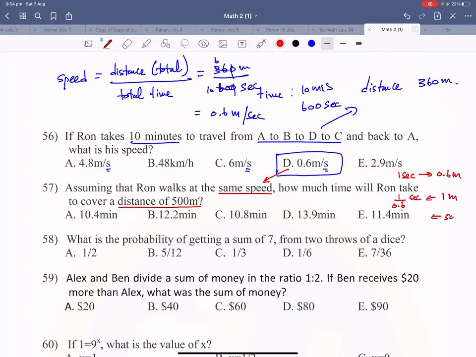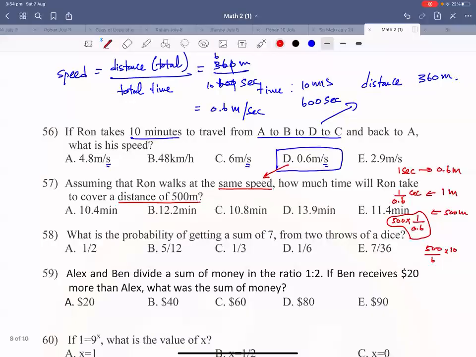You need 500 meters, right? So you multiply both sides by 500. So essentially you have to simplify this. So that would be 500 divided by 6 times 10. So this is in seconds, right?